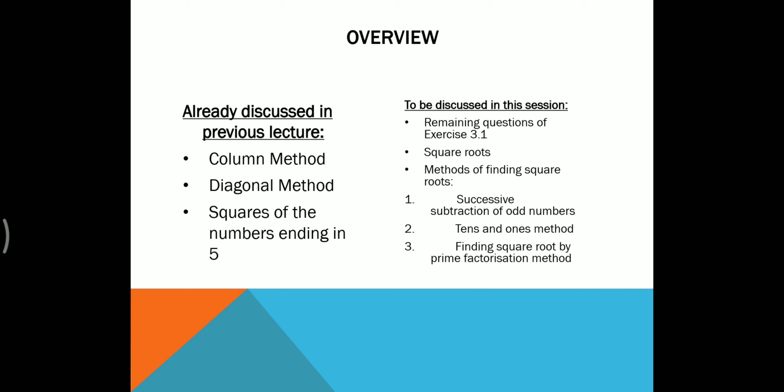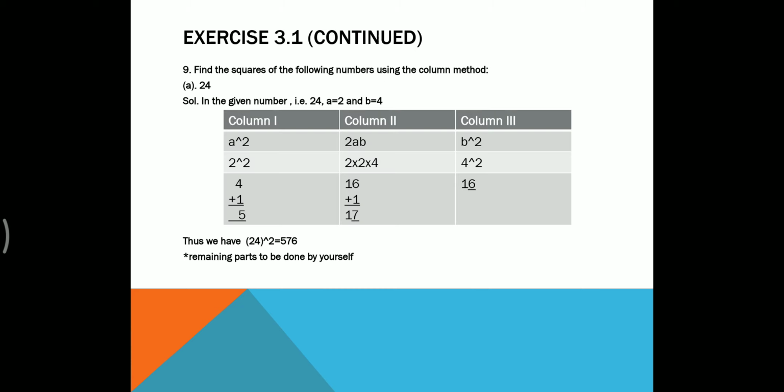Now in this topic, what we are supposed to discuss first is the remaining questions of exercise 3.1. Then we will discuss square roots. Then we will discuss methods of finding square roots by successive subtraction of odd numbers. Then we have the tens and ones method. After that we have finding square root by prime factorization.